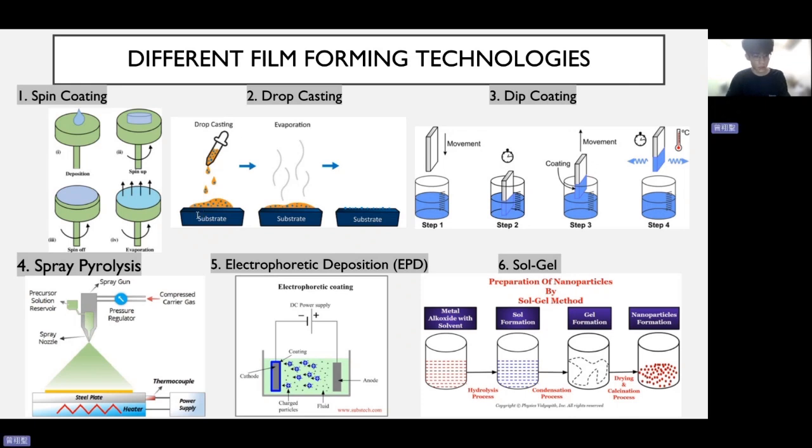Dip coating. The substrate is dipped into a solution, withdrawn at a controlled rate and dried, useful for coating large or irregular surfaces. Spray pyrolysis. A precursor solution is atomized and sprayed onto a heated substrate, forming film through thermal decomposition, commonly used for metal oxide film.